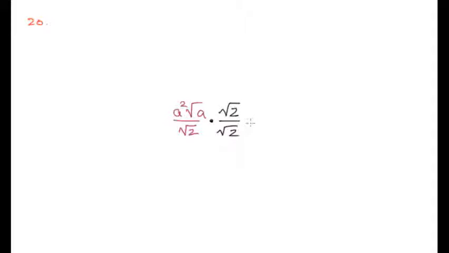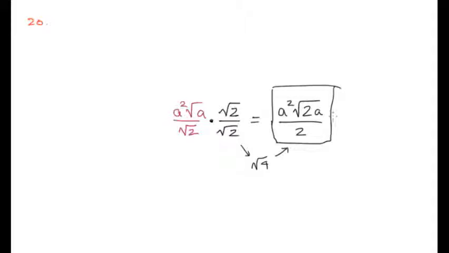Now what does this become? Well, we've got an a squared rad 2a up top here, and on the bottom we have rad 2 times rad 2, which is rad 4, right? Which becomes simply 2. So there, we've rationalized our denominator, and now it's over 2, which is nice. And that could be viewed as our final answer.